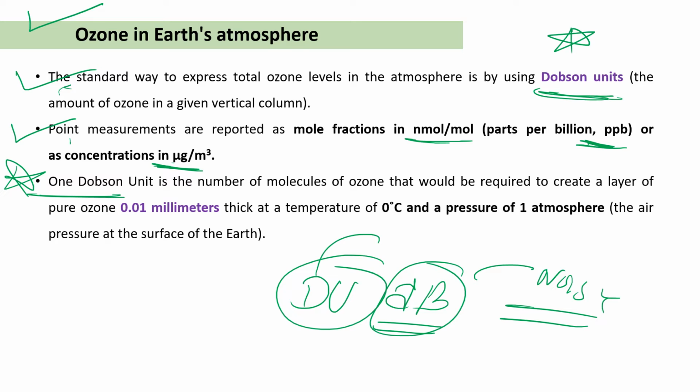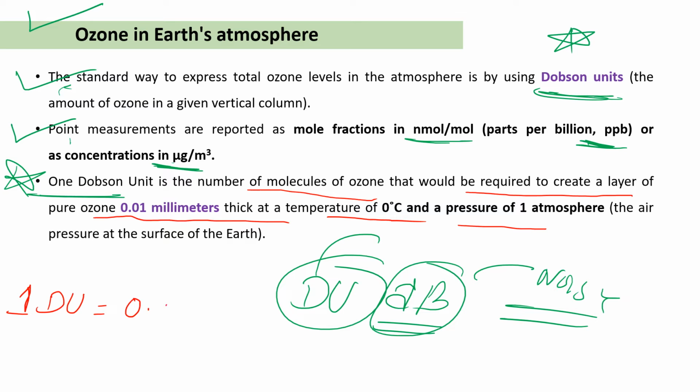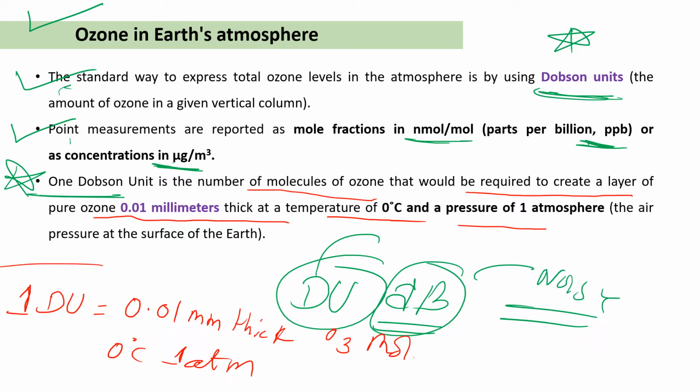Okay, so one Dobson is a unit, or we can say the number of ozone molecules that would be required to create a layer of pure ozone 0.01 millimeter thick at a specific temperature of 0 degrees centigrade and 1 atmospheric pressure. So one Dobson is equal to 0.01 mm thickness of ozone layer at 0 degrees centigrade and 1 atmospheric pressure. So these are the specific conditions for defining one Dobson.